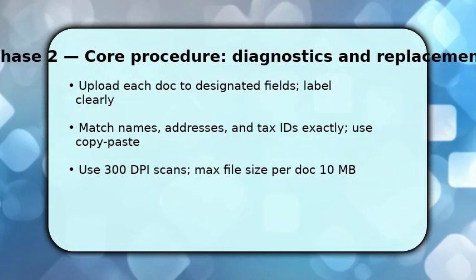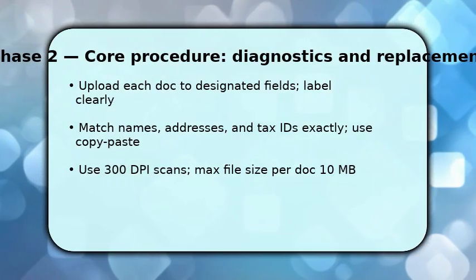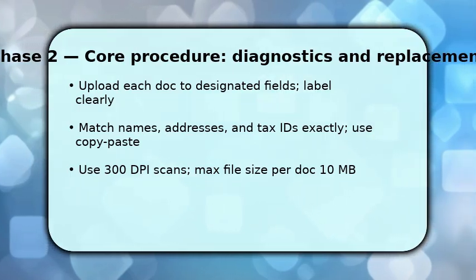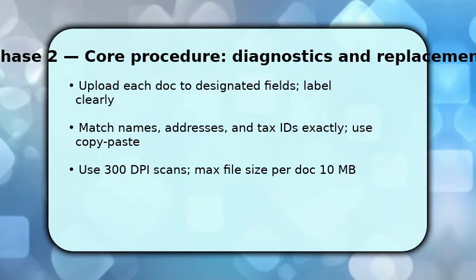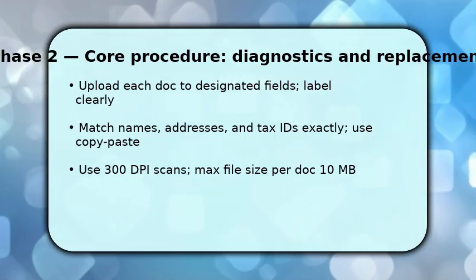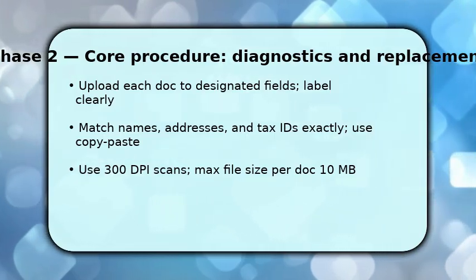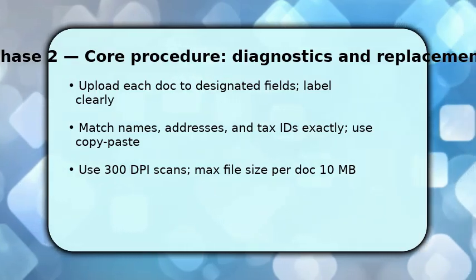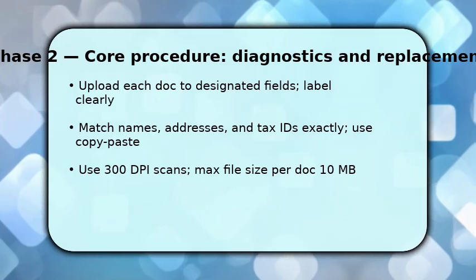Now you upload documents into the verification flow. Select the exact field for each file so Google can auto-parse data. You should copy-paste names and addresses from your official registration into the form to avoid OCR errors. Make sure scans are high quality, around 300 dpi, not cropped, with all corners visible.